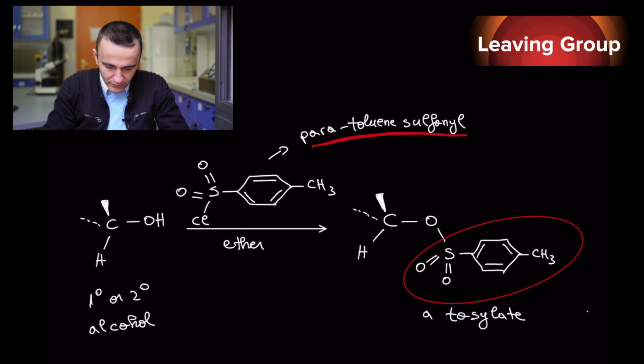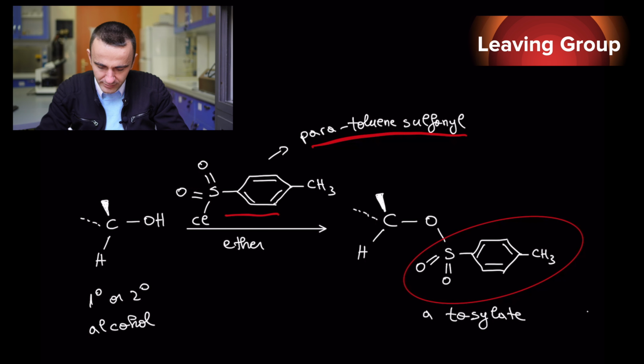Alternatively, an alcohol can be made more reactive toward nucleophilic substitution by treating it with para-toluene sulfonyl chloride to form a tosylate. Tosylates are even more reactive than halides in nucleophilic substitution. Something to note here is that tosylate formation does not change the configuration of the compound because the carbon-oxygen bond is not broken.